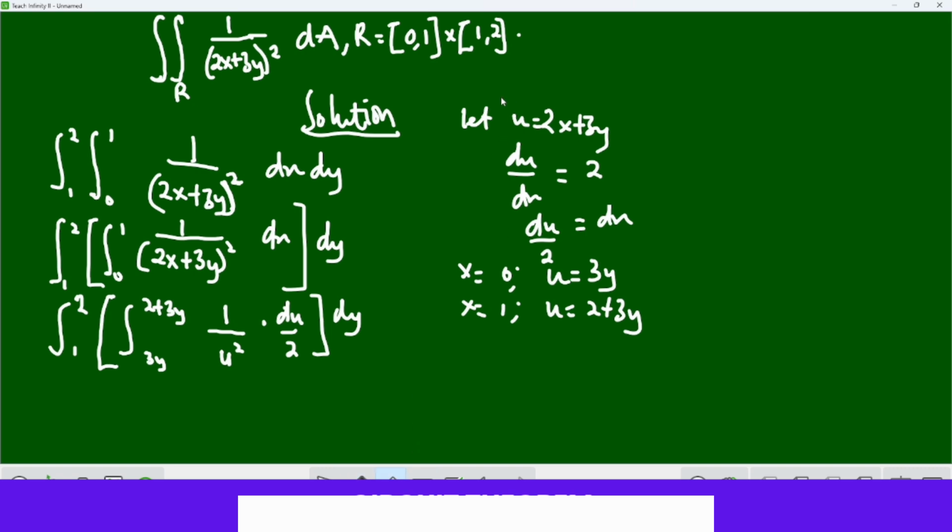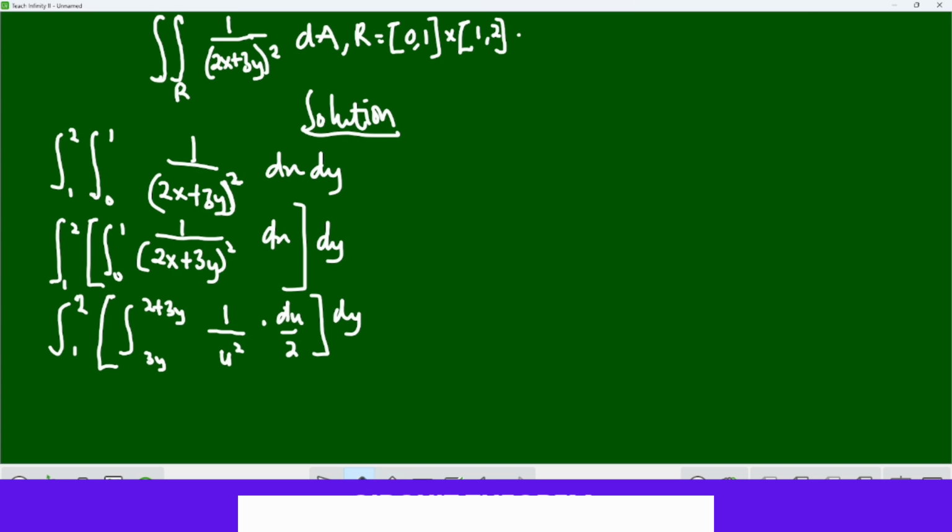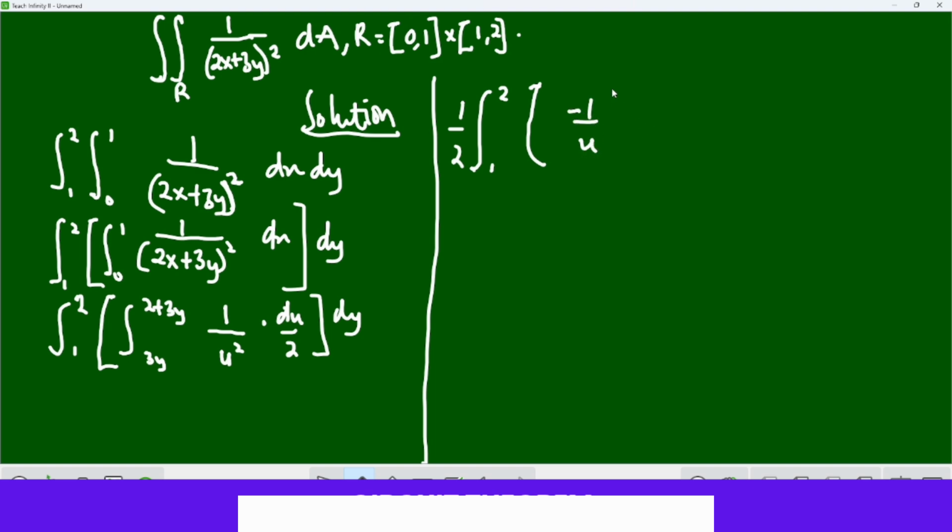But mind you, since I've been able to replace all of them, and 1 over 2 is just a constant, I can bring it way out. That is 1 over 2 integral of 1 to 2. Now I can integrate this with respect to u, and I'll get negative 1 all over u. And I'll introduce my limits. My limits are 2 plus 3y and 3y.